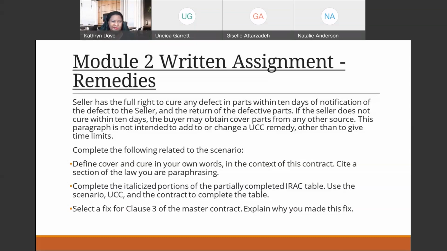And there's not a length requirement, right? Because last week it said 3 to 5. No. Nope. All you have to do is answer this. I actually could see brevity. Define the word cover. Define the word cure. That's pretty short. Select a fix for clause 3. That's pretty short. And then do the IRAC table.